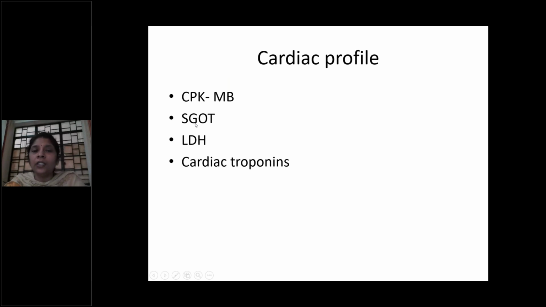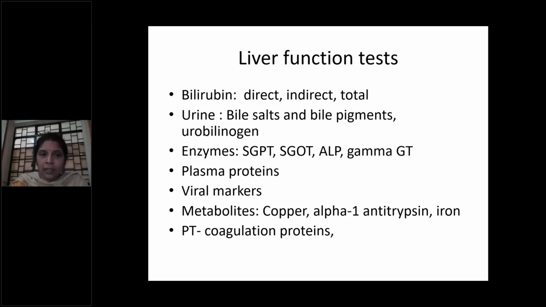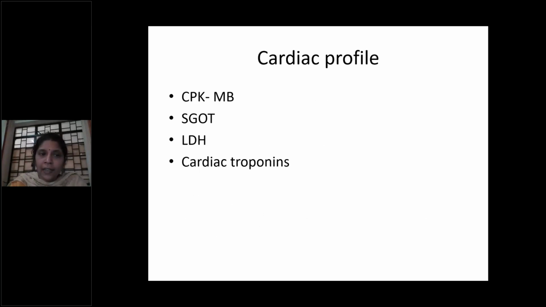You also have SGOT. In liver function tests the usually specific marker is SGPT, whereas for cardiac it is SGOT. You also have LDH and cardiac troponins. Cardiac troponin is a very specific marker for myocardial injury. When the muscles of the myocardium are injured, they release cardiac troponin. This is the most specific test. I'm telling you this because it is one of the MCQs which can be asked. The most specific test for detection of myocardial injury is cardiac troponin levels.